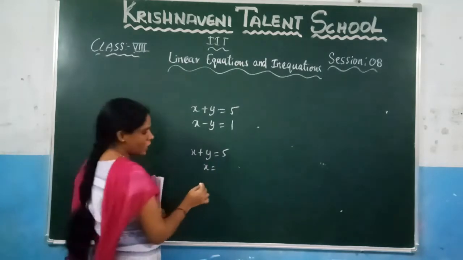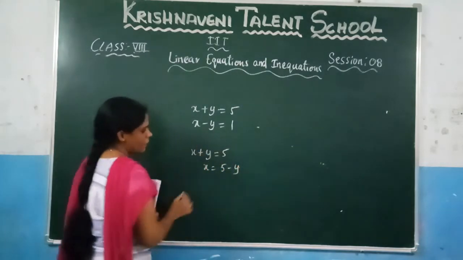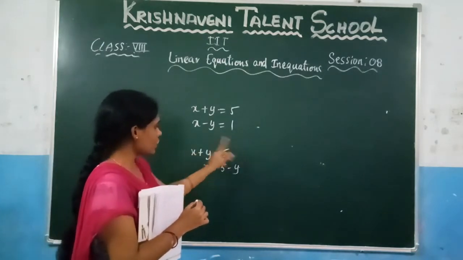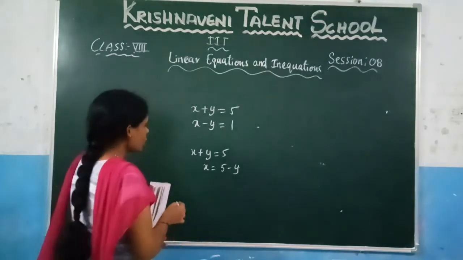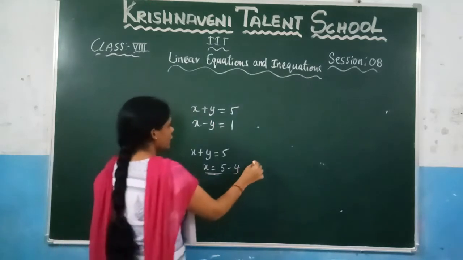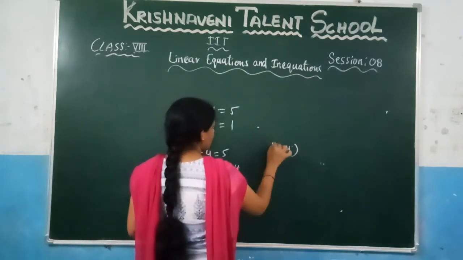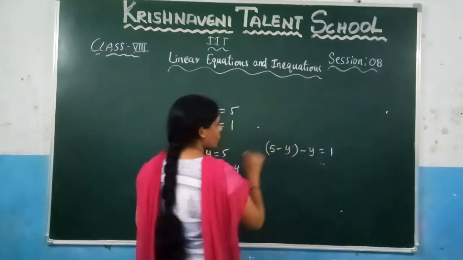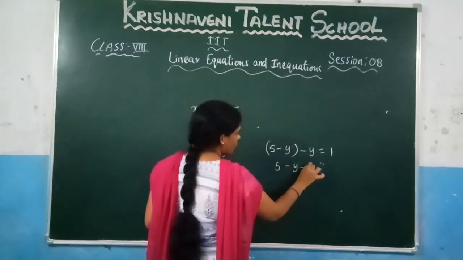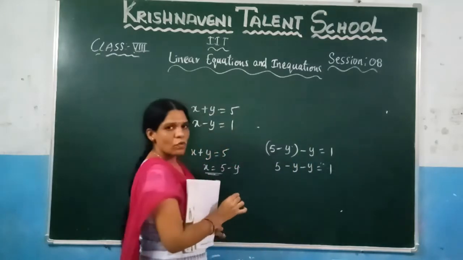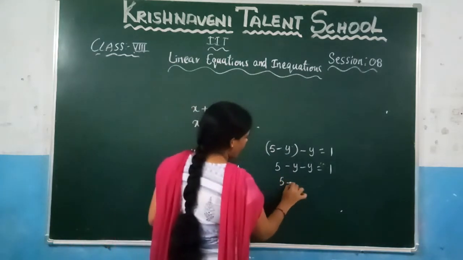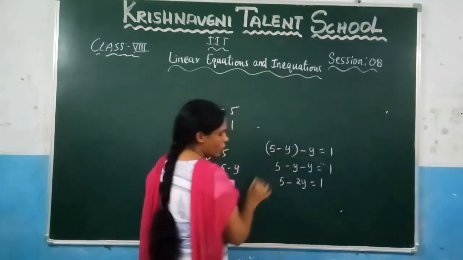What is the value of x? x is equal to 5 minus y. If you take plus y to that side, it becomes minus y. Now you got the value of x. Just substitute the value of x in the second equation. So what do you get here? 5 minus y minus y is equal to 1. So 5 minus 2y is equal to 1.